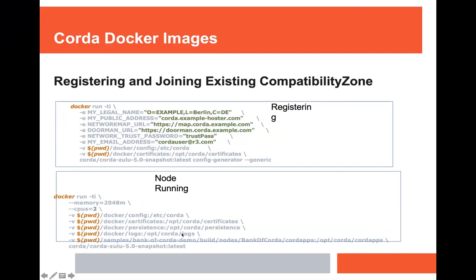And again, to run it afterwards, you just run the Docker image without the config generator flag. And that's it. Under the covers, it is just calling java -jar corda.jar and mounting in some folders. The end. Any questions about Docker images?